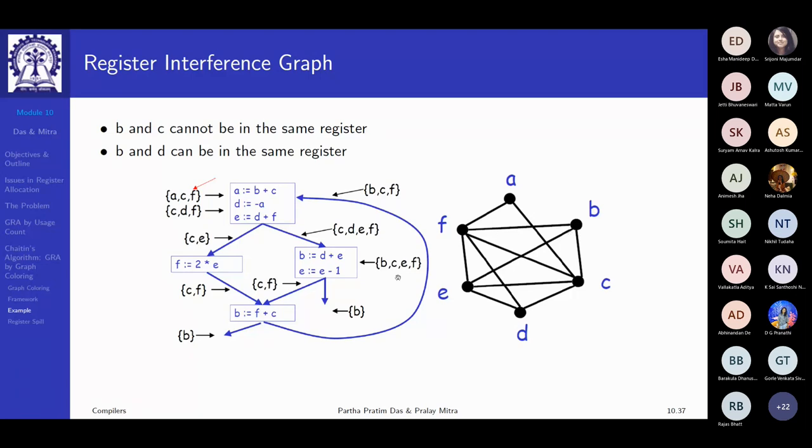We have 4 variables occurring together here. So we'll have a 4-clique. 4 variables occurring here, we'll have a 4-clique. But again, let's say there is no set in which I have B and D occurring together. Nowhere. So there is no edge between B and D. Okay? So this is my register interference graph. And so my next step would be to color it and get the register allocation.